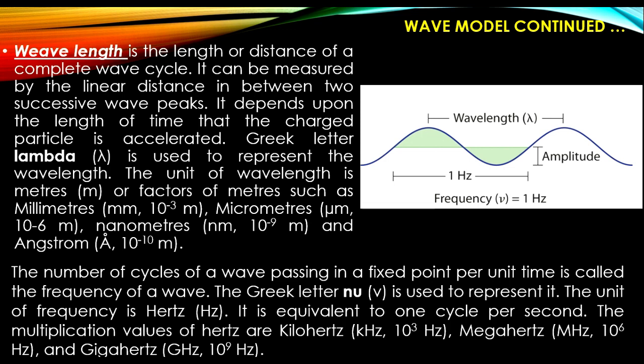The number of cycles of a wave passing a fixed point per unit time is called the frequency of a wave. The Greek letter nu, that is small v, is used to represent it. The unit of frequency is hertz. It is equivalent to 1 cycle per second. The multiples of hertz are kilohertz, megahertz and gigahertz.